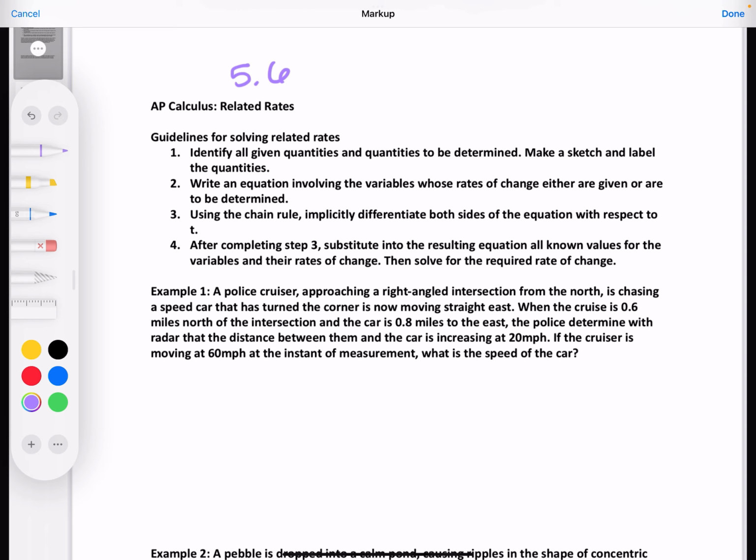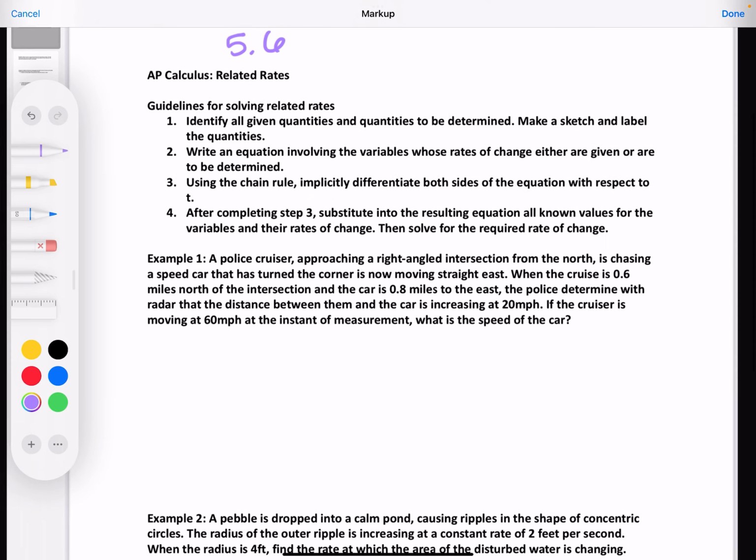And then after completing that, substitute into the resulting equation all the known values for the variables and their rates of change, then solve for the required rate of change. So the easiest way to do these is literally just with examples, so we'll just go with that.